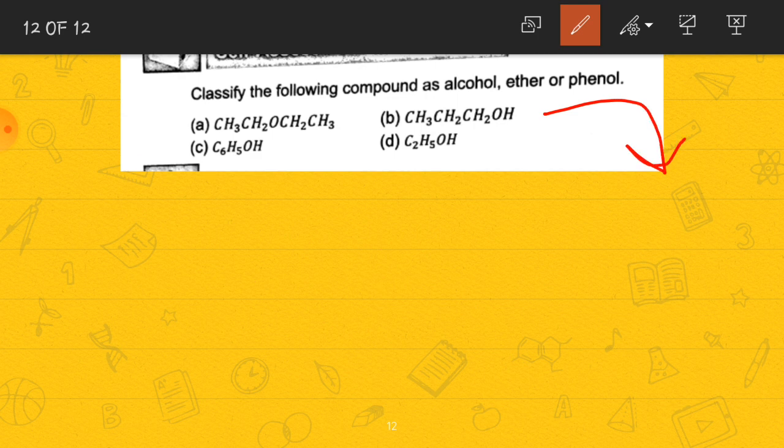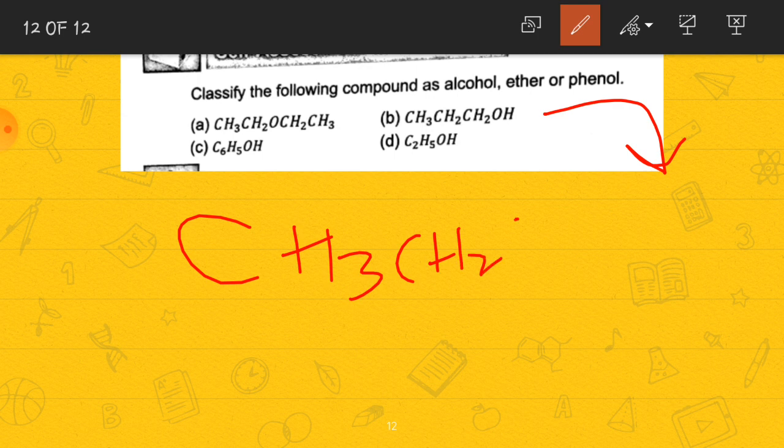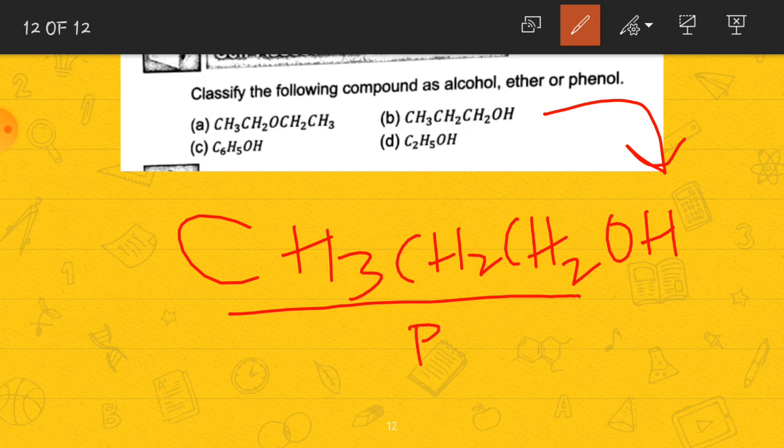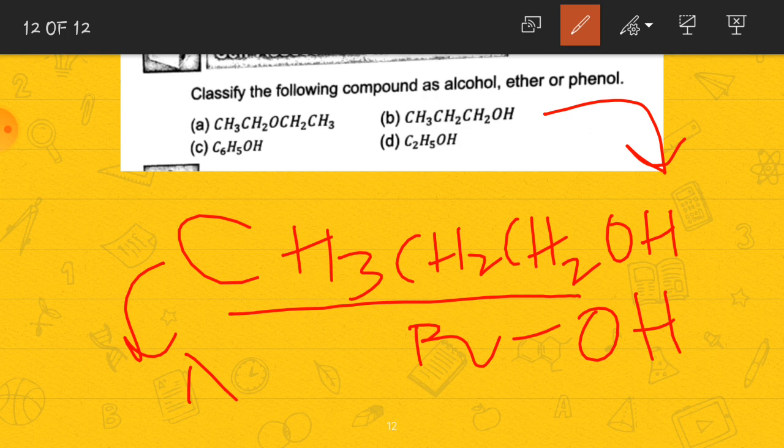Now for the structure present in option B, first we will distinguish the alkyl group in this compound, and then we will look for the functional group. Here this is an alkyl group and the functional group attached with this alkyl group is OH. So therefore this compound will be an alcohol.